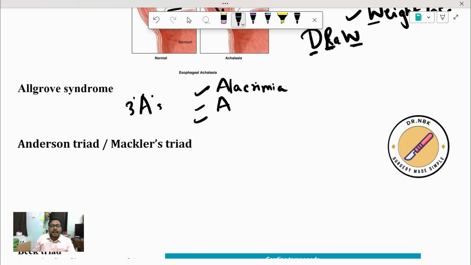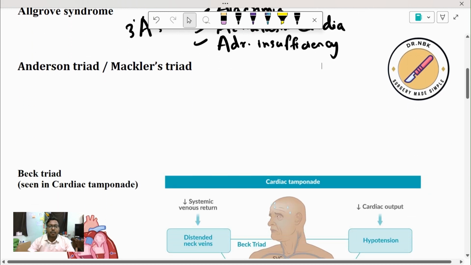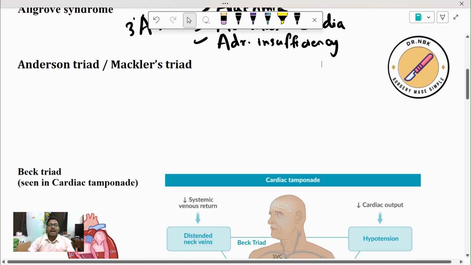Then second A is what we have seen just now. That is nothing but your achalasia cardia. Then third A is related to your adrenal insufficiency. There will be adrenal insufficiency. All right. This is regarding Algrove syndrome, which is also called triple A syndrome. Right. Moving to the next one, Anderson triad, which is also called Mackler's triad.